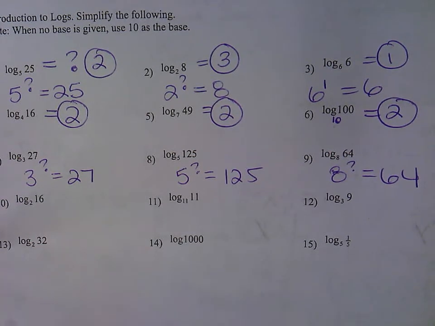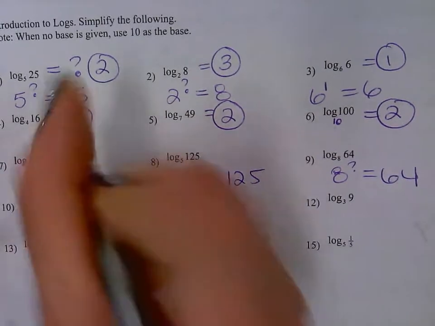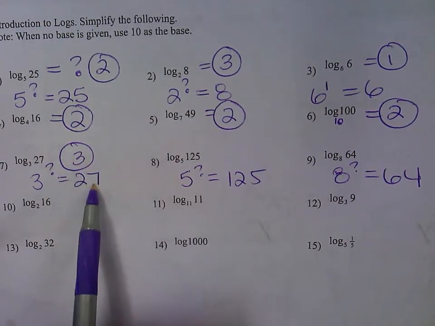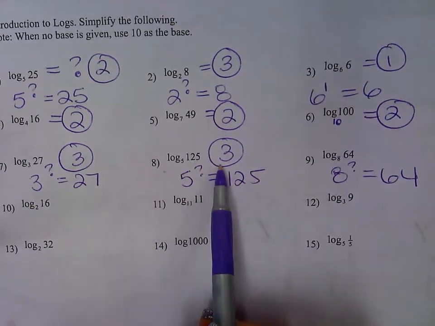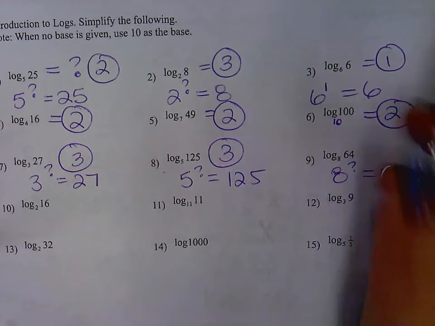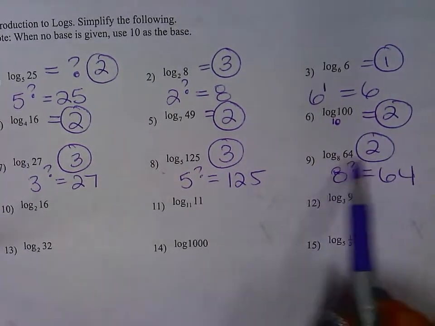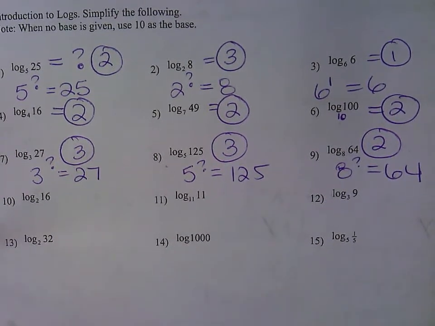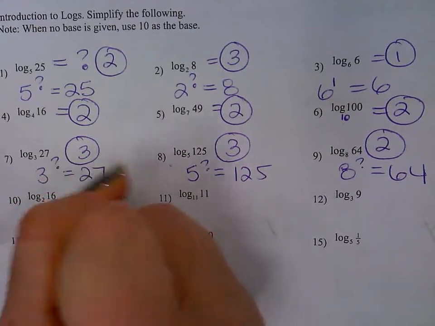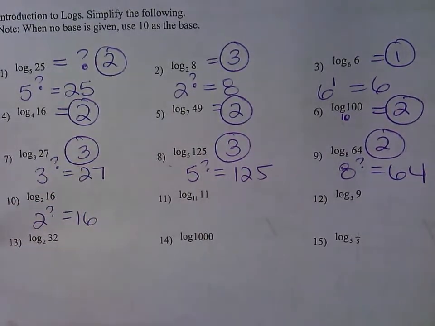All right. 7: 3 cubed is 27. Number 8 should be 3. 5 cubed is 125. Number 9 should be 2. 8 squared is 64. Number 10. 2 to what power is 16? 4.